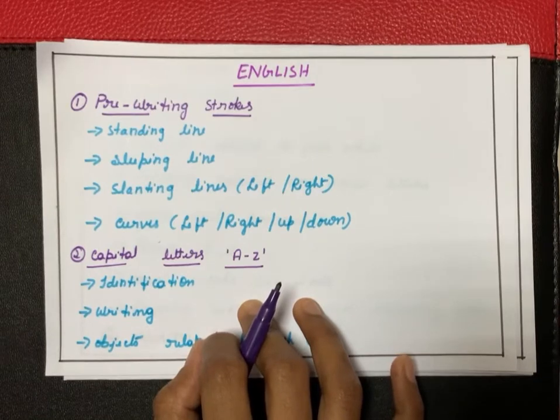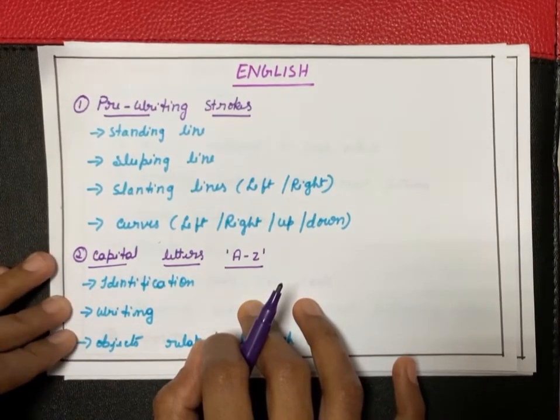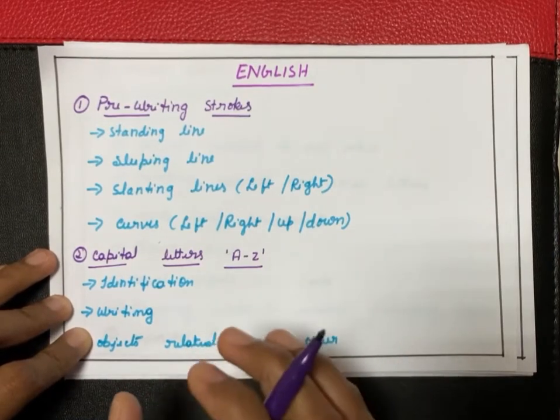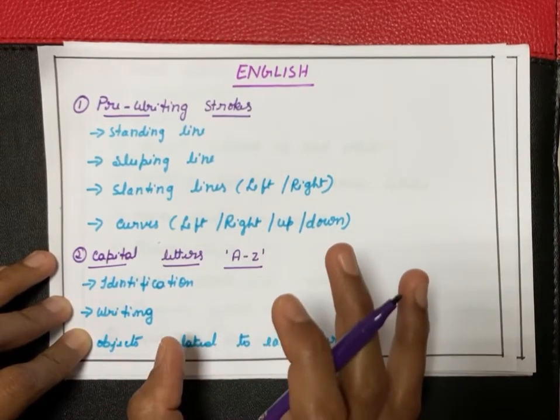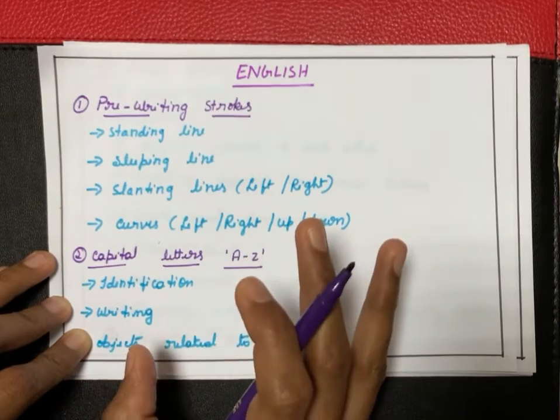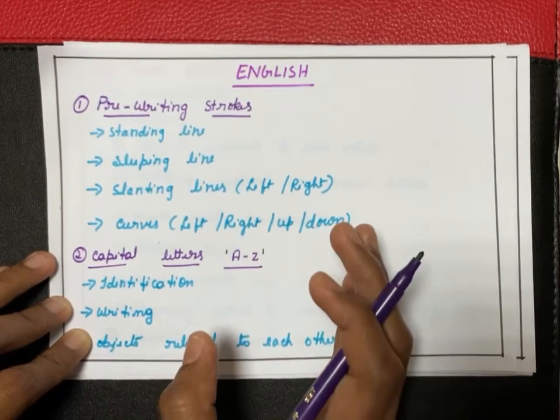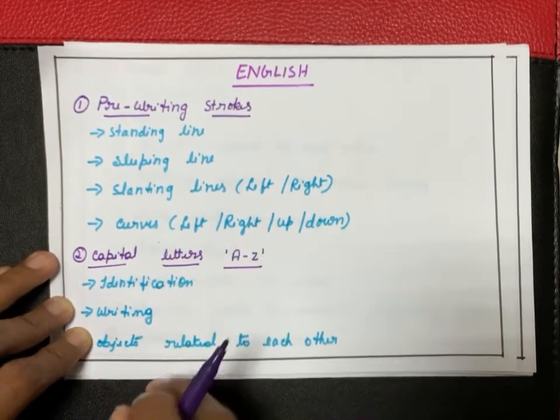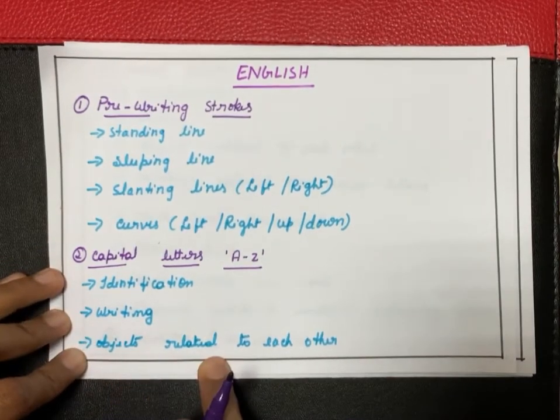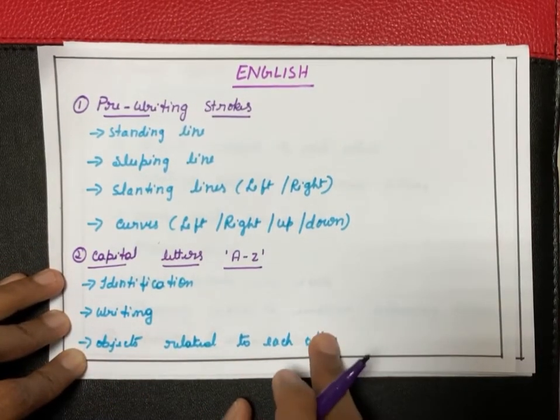And once they learn to identify the letters, teach them to write the letters. You can start with the first four letters. Then once they are thorough with the four letters, then move on to the next four letters. Like this, you can teach them. Then next comes the objects related to each letter.